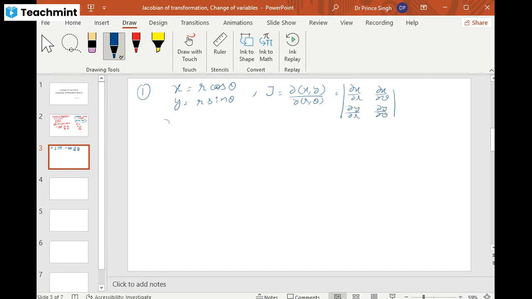So what is the derivative of x with respect to r? When we differentiate with respect to r, then theta is treated as constant, so its derivative is cos theta. Similarly, if I differentiate x with respect to theta, then r is treated as constant, and the derivative of cos theta is minus sine theta. This is minus r sine theta.